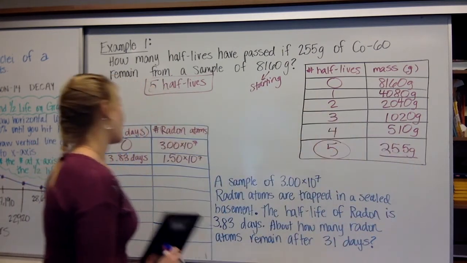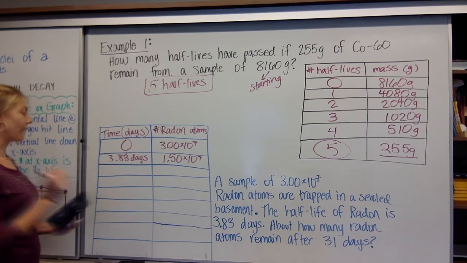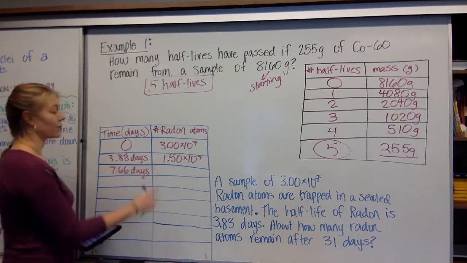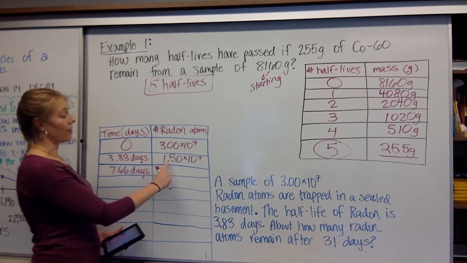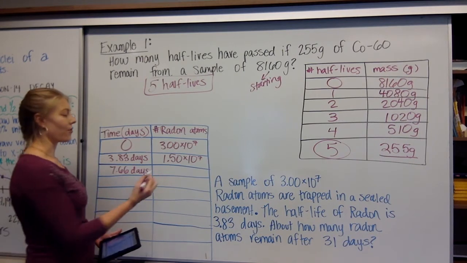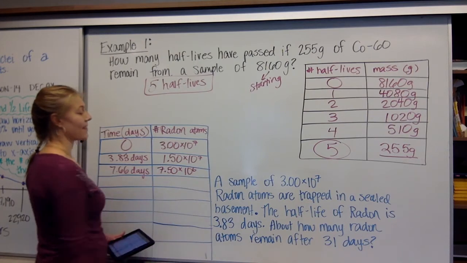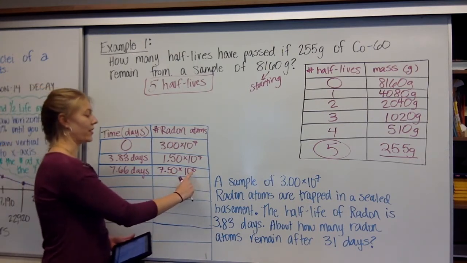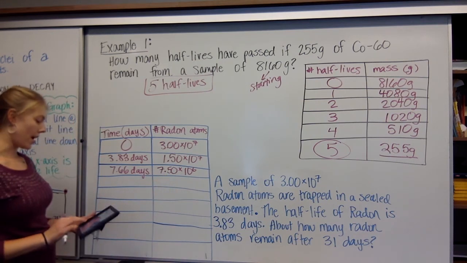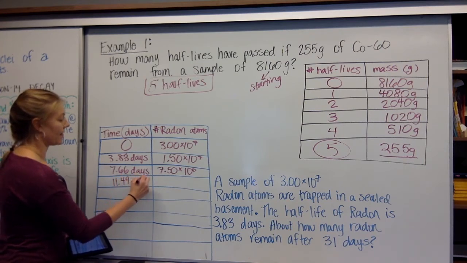Okay? After another half-life, and I've done this just so it's going to be easier, after another half-life, that's 7.66 days. How much remains? Half of this. Now, if I divide 1.50 divided by 2, I get 0.75. I want to make sure this is in correct scientific notation. So, this is 7.50 times 10 to the 6th. All right? I'm putting this in correct scientific notation, so my coefficient is between 1 and 10, not less than 1. All right? The next half-life, the third half-life, 11.49 days have passed.